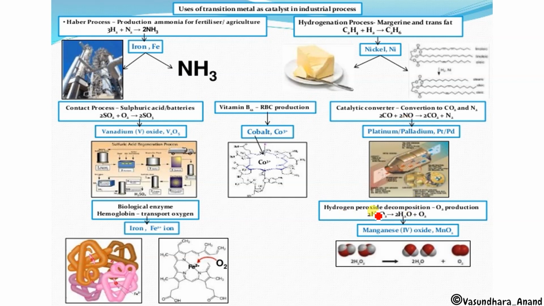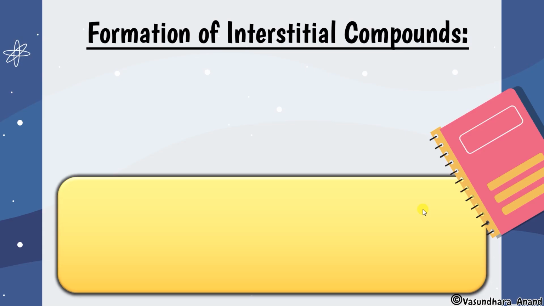Next is hydrogen peroxide decomposition to give oxygen, and here manganese oxide, MnO2, is used as a catalyst.